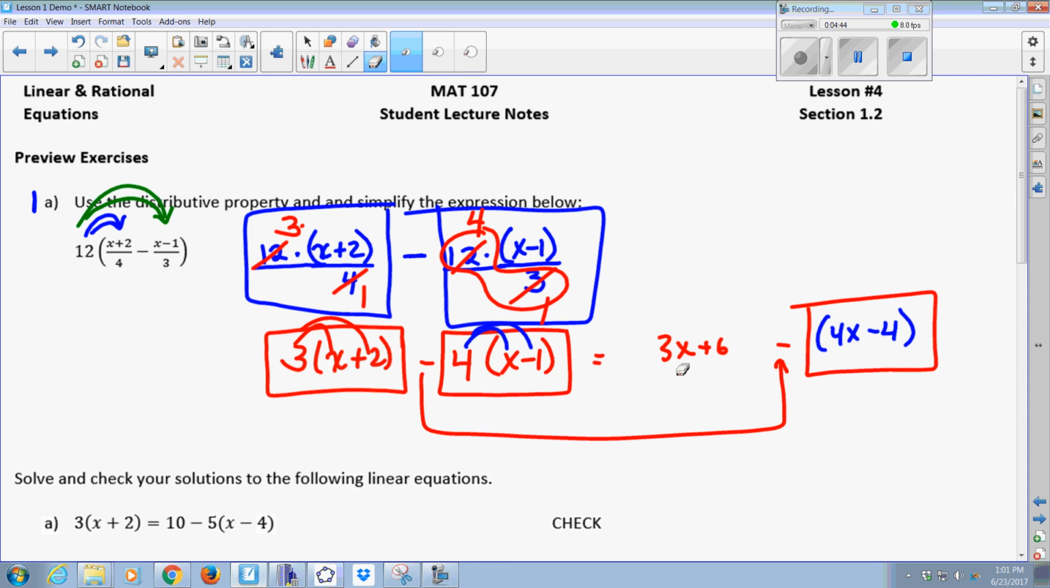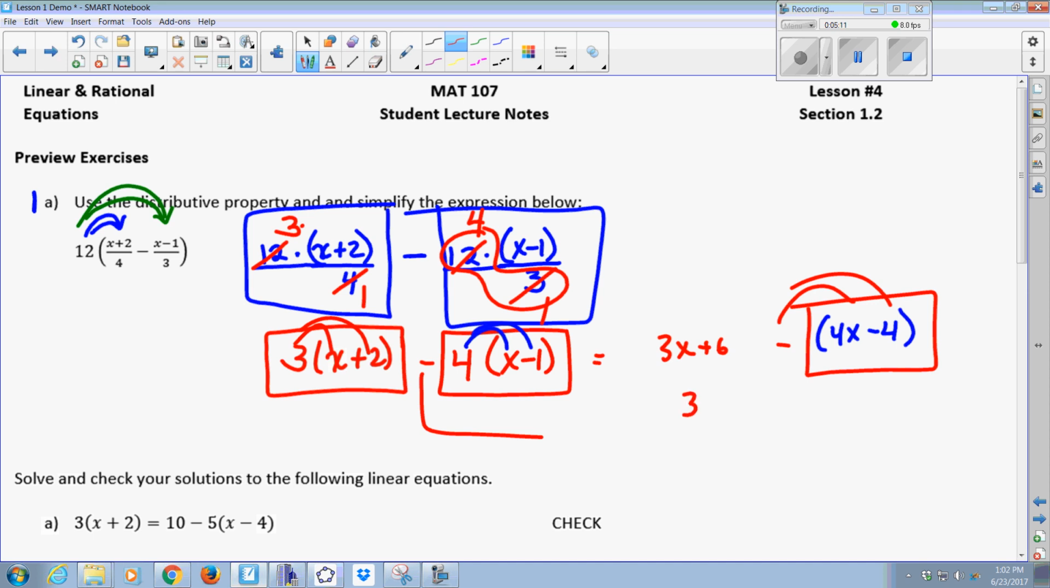Nothing changes. It's 3x plus 6. But before I can remove this box, I have to subtract the 4x and I have to subtract the negative 4. So remember, when you distribute this negative sign, you can think about it as a distributive property, where this would be a -1 times each of those, or subtracting each one of them. So we have 3x plus 6, take away 4x plus 4.